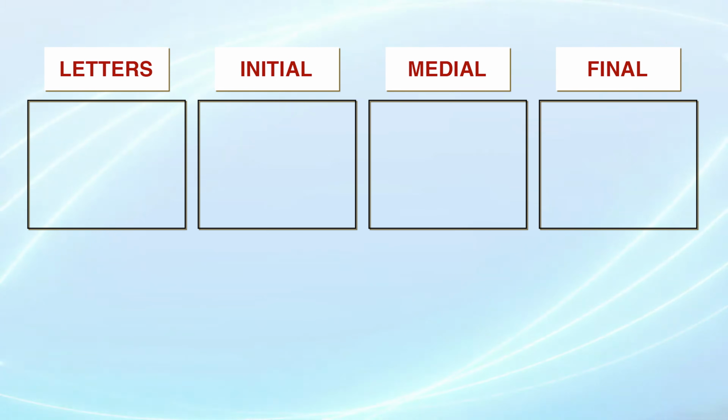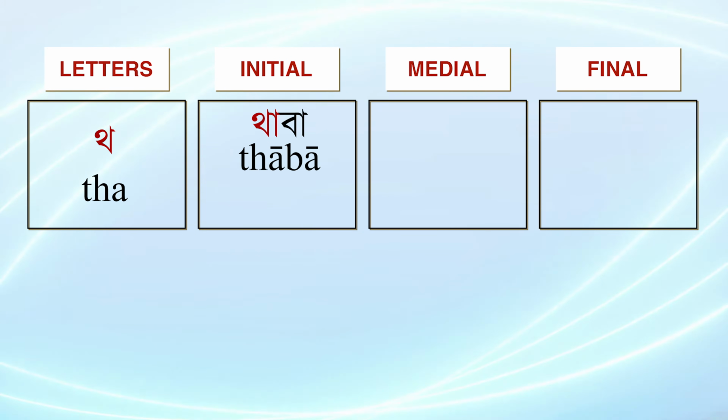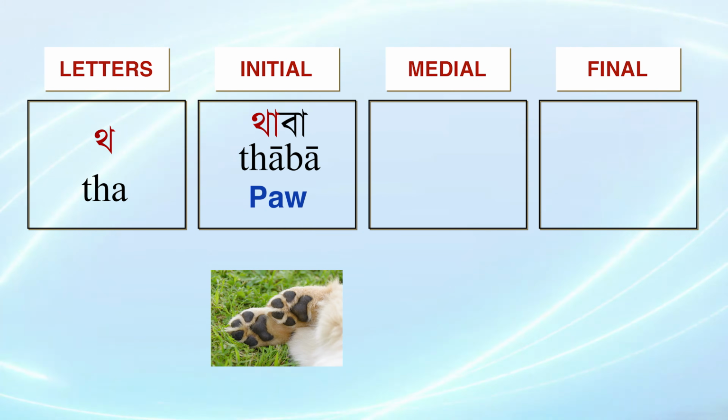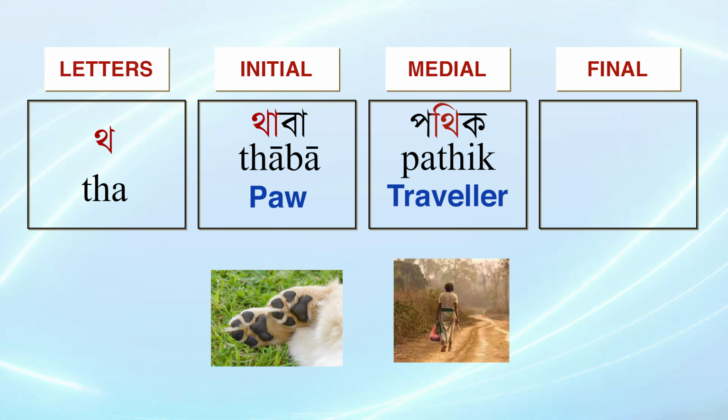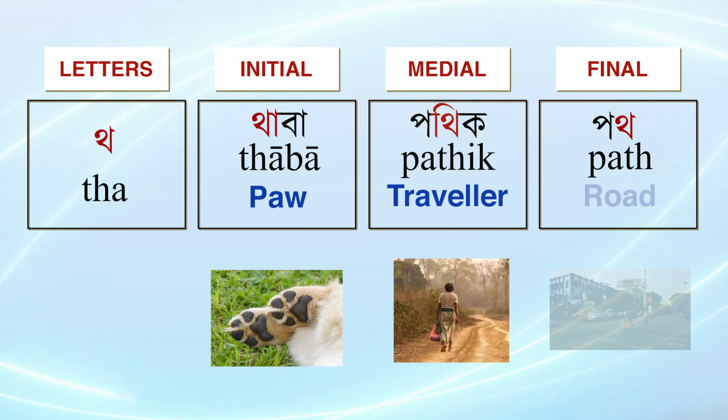The sixth letter is tha. In initial position, it can occur in thaba, which means paw. In medial position, it can occur in pothik, which means traveler. Word finally, as in poth, which means road.